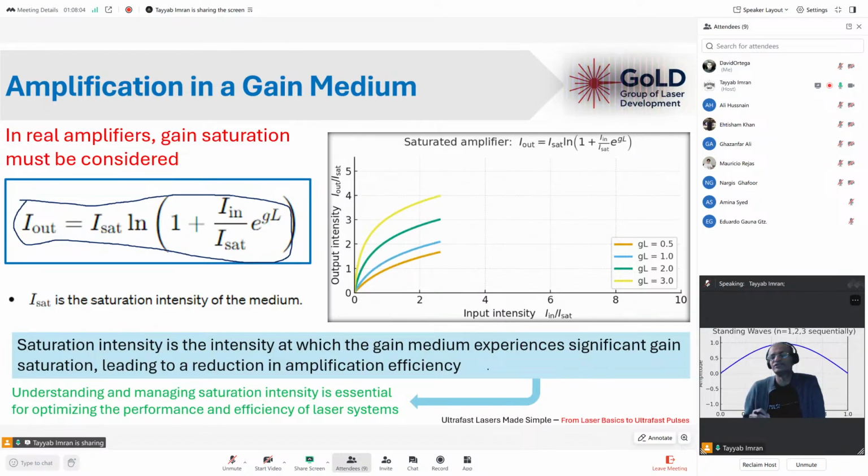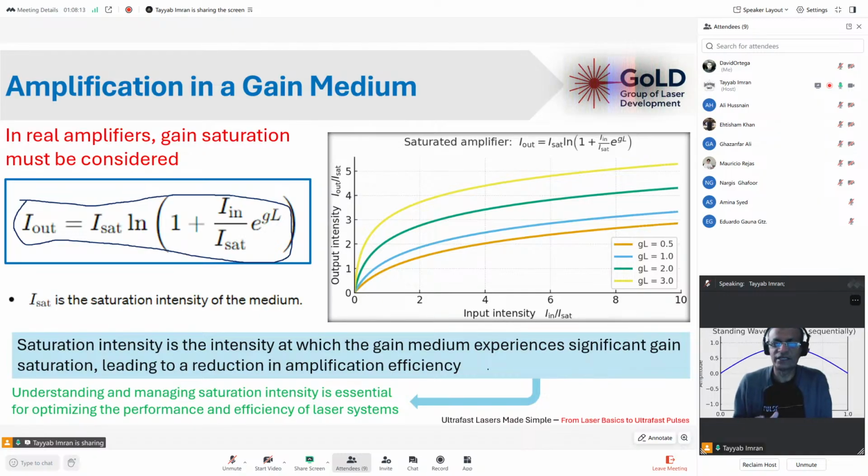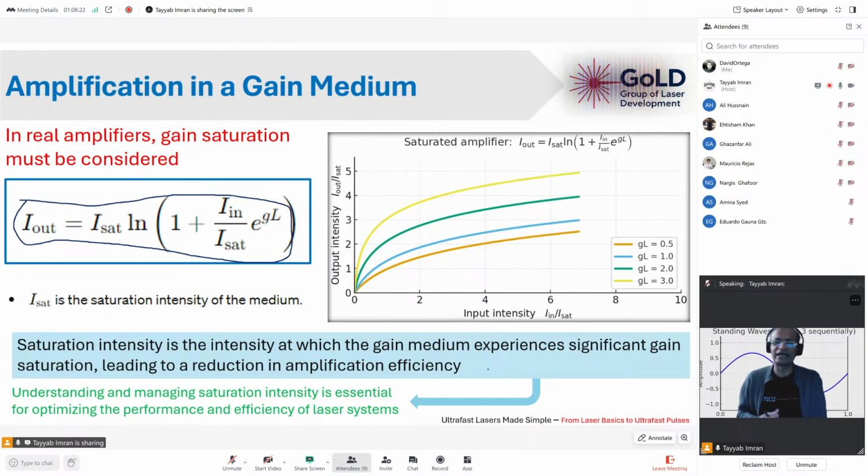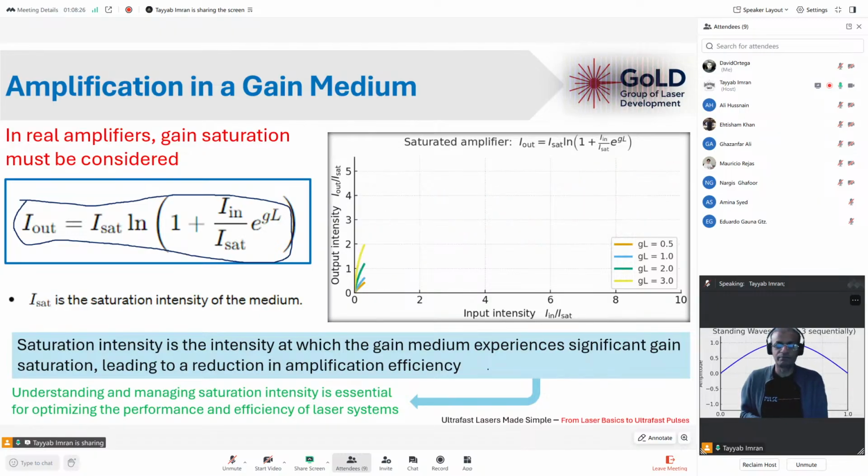I saturation is the saturation intensity of the medium. This is the limit of the medium actually. So at a certain value of intensity, it becomes saturated and it's not causing the amplification. That is called the I saturation, or ISAT. And in a real amplifier, we have to consider this.